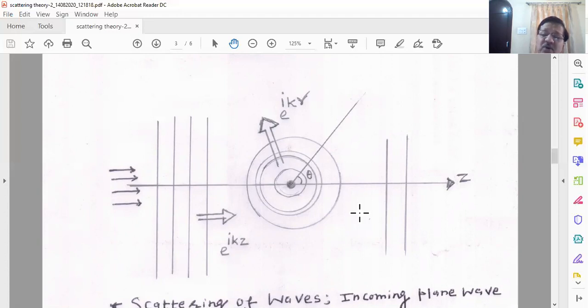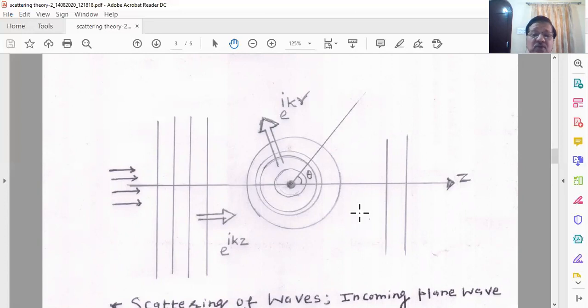Sometimes your target has an azimuthal symmetry. In that case, the scattered particle trajectory is observed in the same plane. Then your angle of scattering theta plays a very important part, and the direction of the scattered particle is characterized by only one parameter, that is the angle theta.